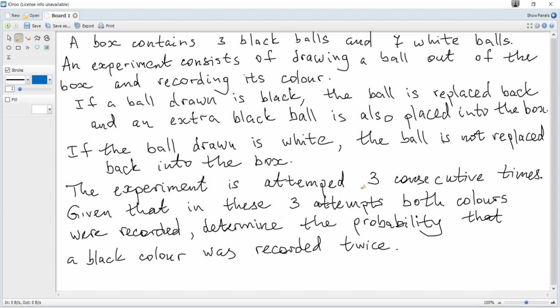The experiment is attempted 3 consecutive times. Given that in these 3 attempts both colors were recorded, determine the probability that a black color was recorded twice.